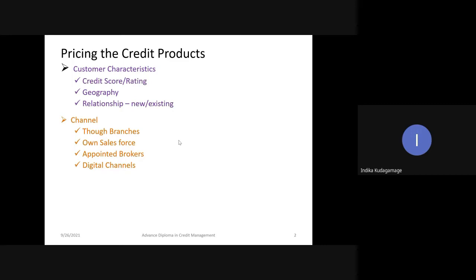Appointed brokers: we hardly have appointed brokers in this country, but in general we have mortgage brokers in other parts of the world. Then the digital channel. If the customer says, I'm not coming to a branch, I'm not using your brick and mortar branches, I am a digital customer, then since they are not utilizing that, we can use digital pricing. That means our overhead allocation for this kind of customer is low. So pricing can be lower in digital channels. But if the digital customer comes to a branch, you will be charged more.